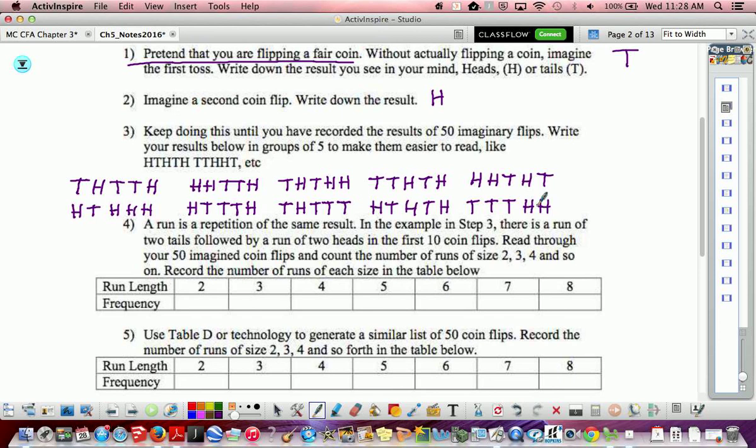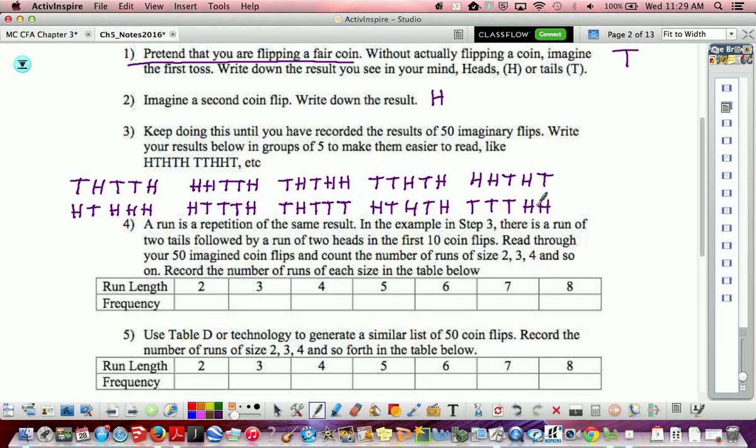Anyone still need about 30 seconds or so to finish up your 50 imaginary coin tosses? All right. So now what we're going to do is look at your results and look at how many runs of each length are in there.